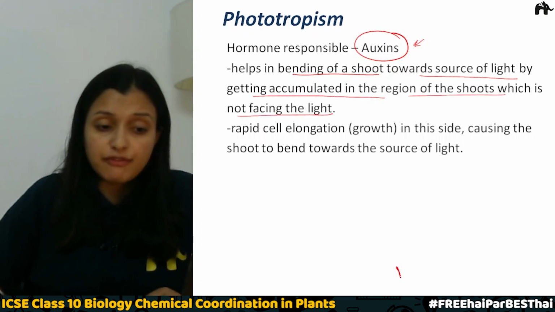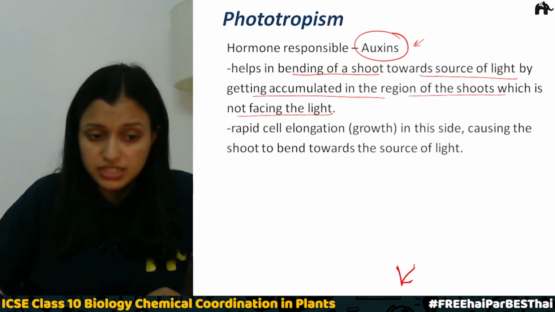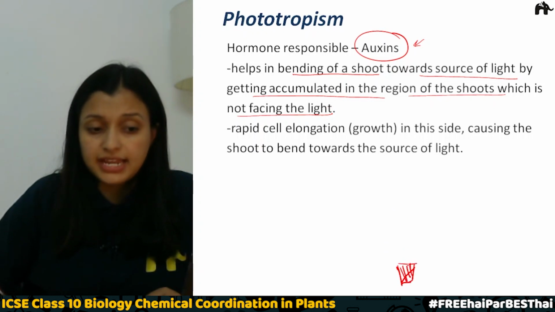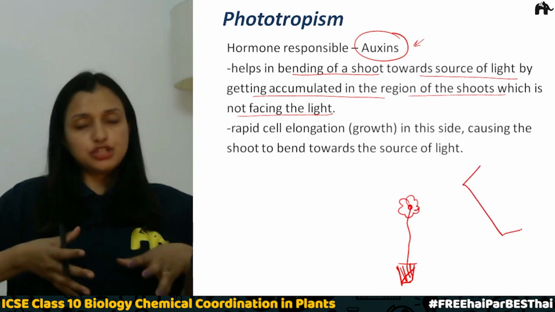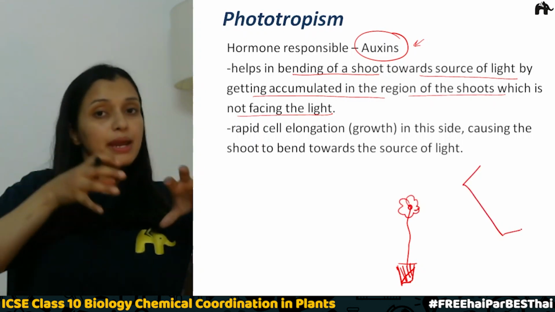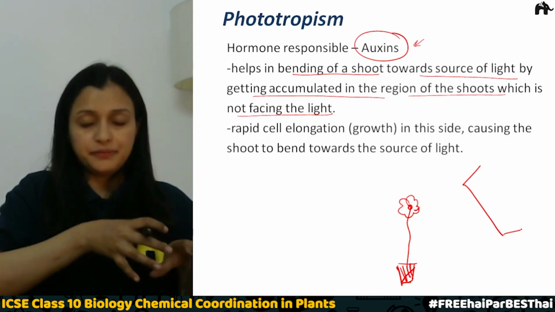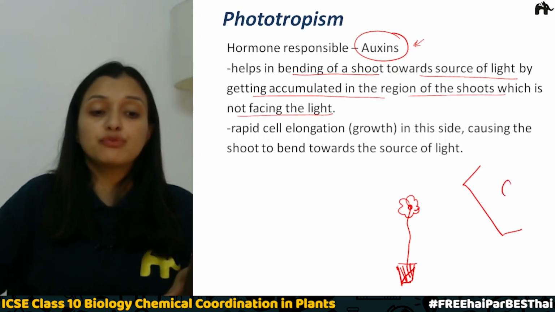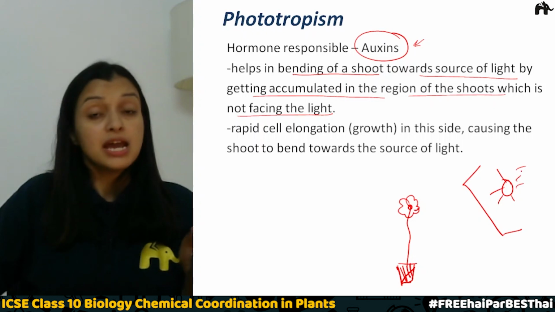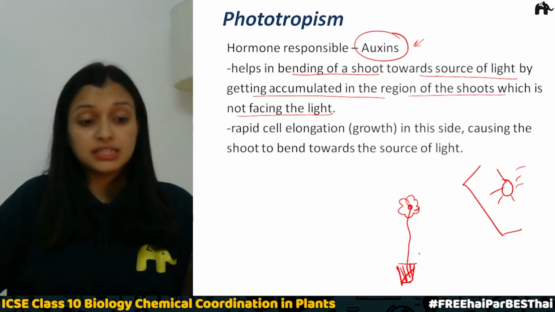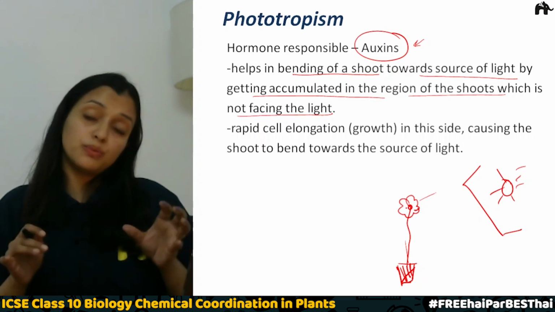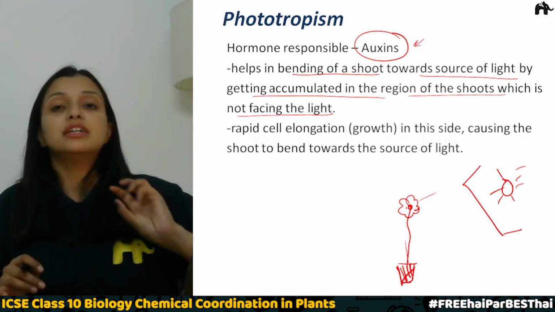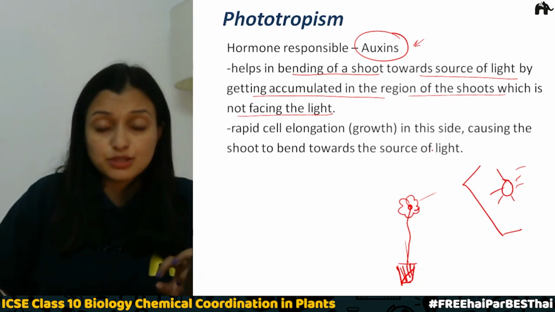So say this is a pot, right? And there is a plant. This plant was actually growing upward. Now we have kept this plant inside a room, and there is a window from where the sunlight is coming. Eventually you will see that this plant will bend towards this window, towards the source of the light, right? So why is this possible?